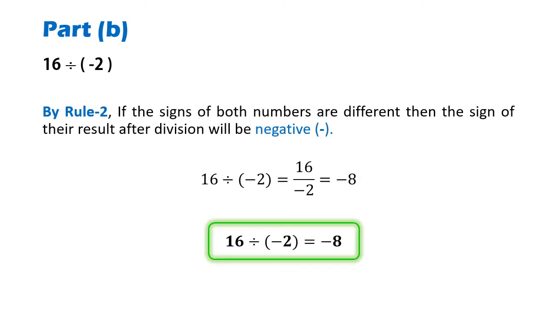Part B. 16 divided by -2. By Rule 2, if the signs of both numbers are different, then the sign of their result after division will be minus. Therefore, 16 divided by -2 equals -8.